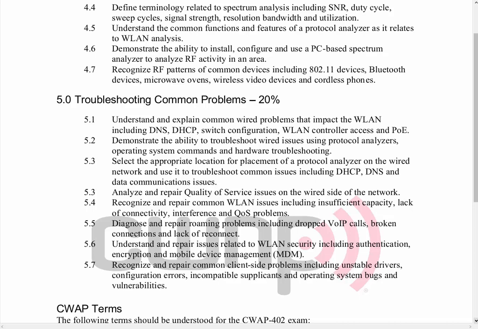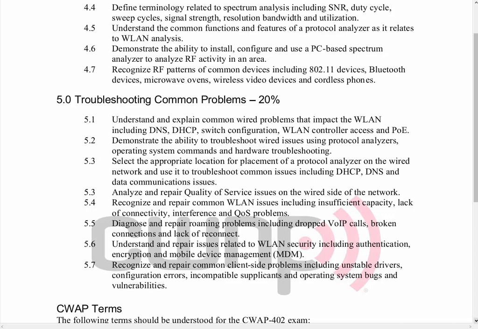Third sub-objective, analyze and repair quality of service issues on the wired side. Quality of service has to be implemented end-to-end. So if you're troubleshooting it, you've got to do it on the wired and the wireless side. Sub-objective 4, recognize and repair common wireless LAN issues like insufficient capacity, lack of connectivity, interference, and QoS problems.